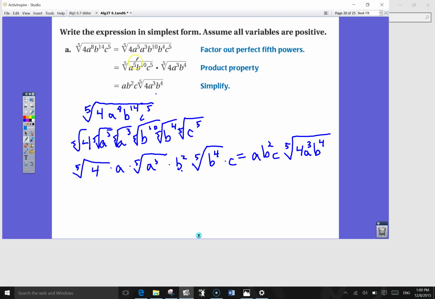Now if you look at the way that they split this up here, they kind of did the same thing. First they split up the a to the 8th into a to the 5th and a to the 3rd. They split up the b to the 10th and b to the 4th. That's all I did here too. Then they wrote all the things that could be simplified in one radical, all the things that couldn't in another, and they did it. It's essentially the same thing.